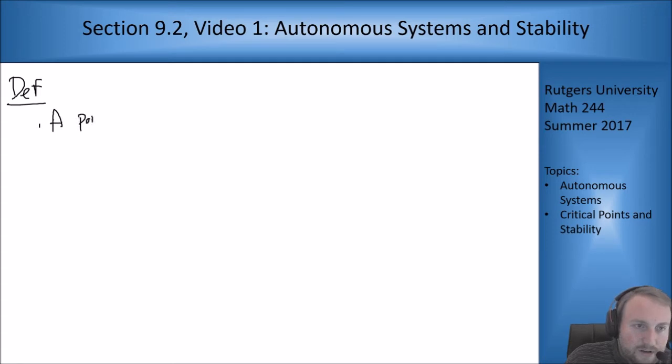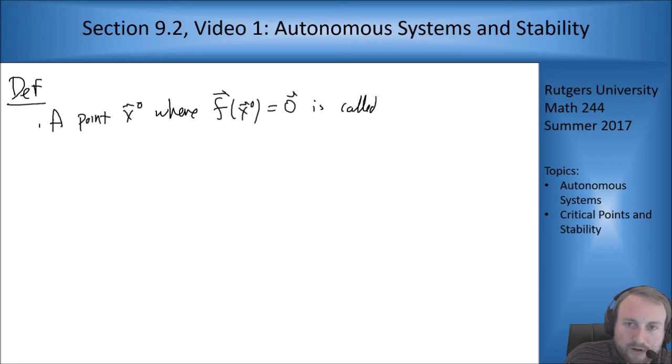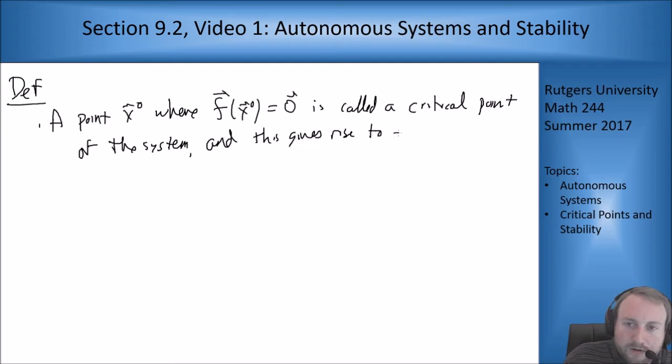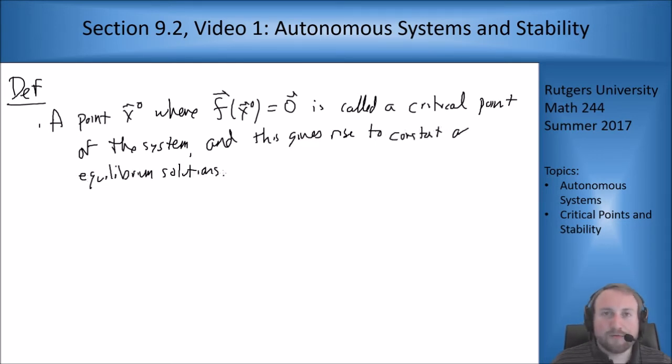A point x0 where f of x0 is 0 is called a critical point of the system, and this gives rise to constant or equilibrium solutions. Just as before for autonomous equations, if I have an autonomous system and a point where the function f evaluates to 0, that means my derivative is 0 as well, which means I can't move, so I get constant solutions, or equilibrium solutions. We're going to want to look at these when we're trying to figure out what's going on with this system. We're going to want to look at and around these critical points.